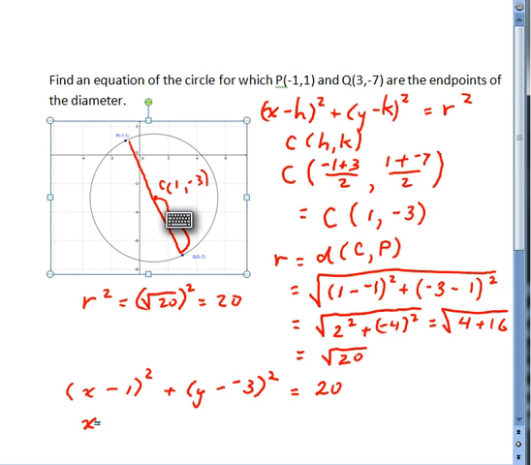Cleaning it up just a little bit, (x - 1)^2 + (y + 3)^2 = 20 is an acceptable form for the equation of the circle, since we weren't asked to expand those squares.